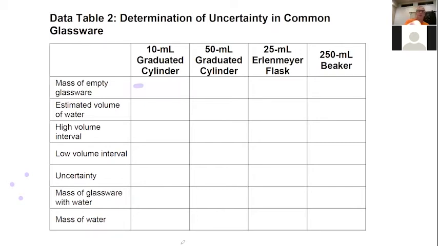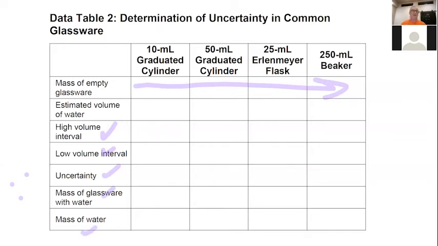Here we go. So here's where we put the mass of the empty glassware. And then write in what you estimate the volume of water is going to be. The high interval, the low interval, the measured uncertainty based on the formula you saw before, the mass with the water, and then the mass of the water.